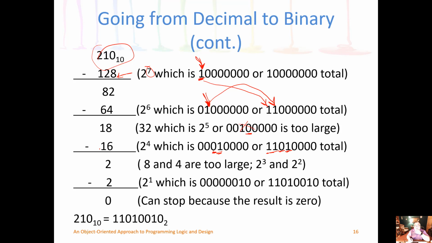And so here's my 2 to the 7th, 2 to the 6th. 5 didn't work, so 0. 4 worked. 3 and 2 didn't work, that's why there's 0. 1 works. And really, I don't have to do the last one because I already got 0, so I just put a 0 at the end. And so there's the columns. The decimal number 210 is equal to binary 11010010.